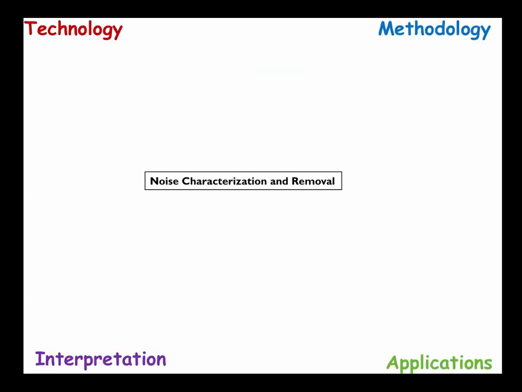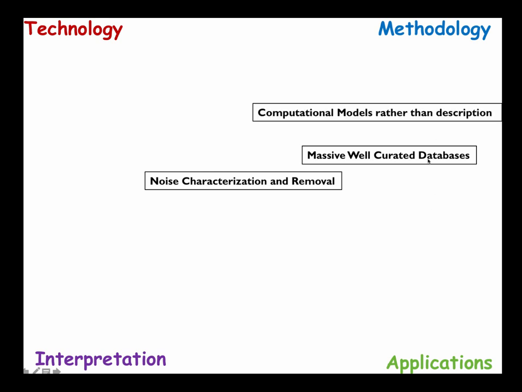And this is sort of like the big, I feel, the large areas of study that might have an impact in the future. And I placed them sort of relative to where they are in this technology, methodology, interpretation, applications diagram. So noise characterization and removal, it's smack dab in the middle. It's relevant to everything. Well-curated databases, somewhere near applications and methodology. Computational models rather than description.